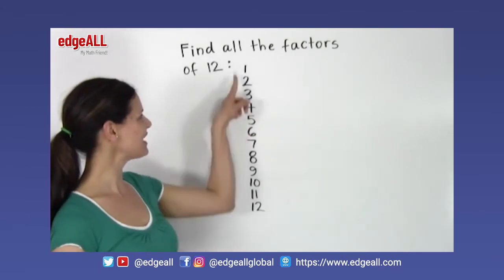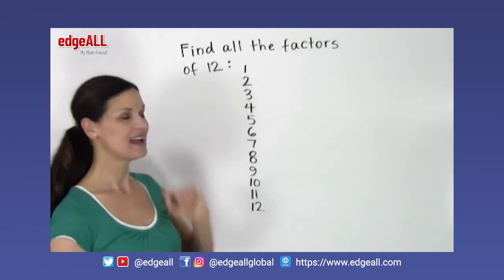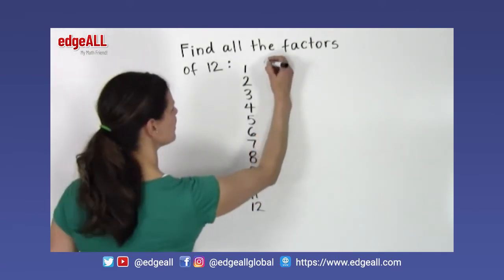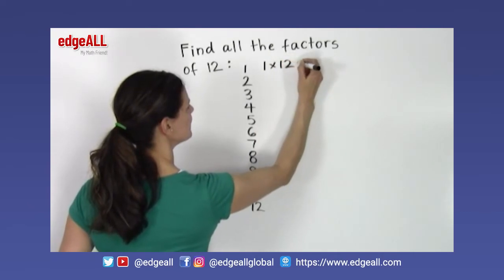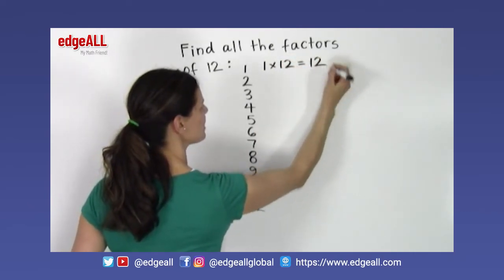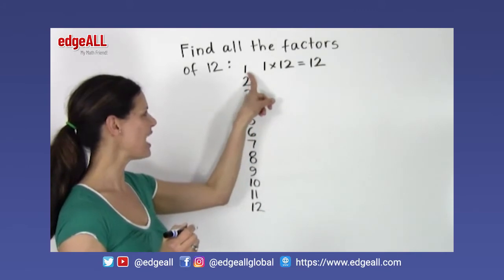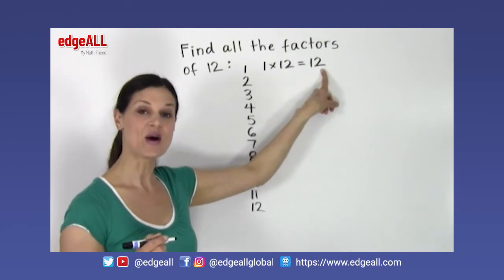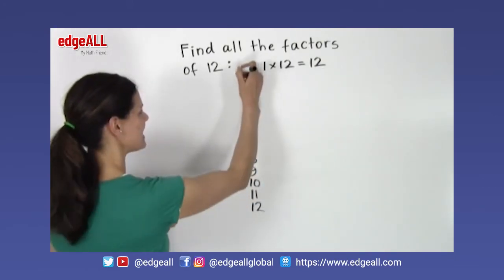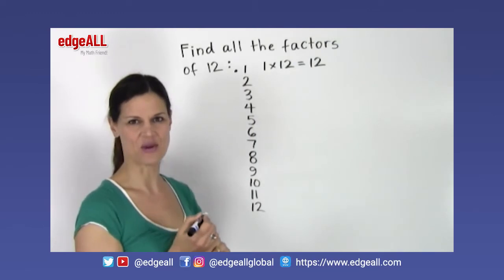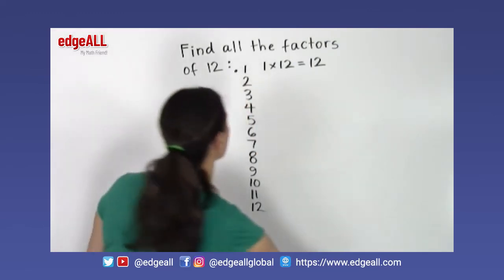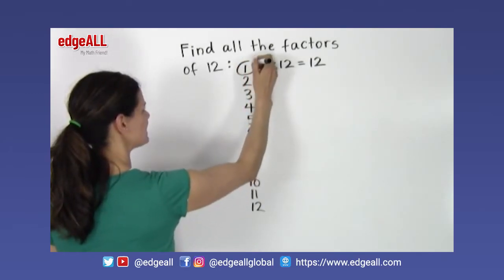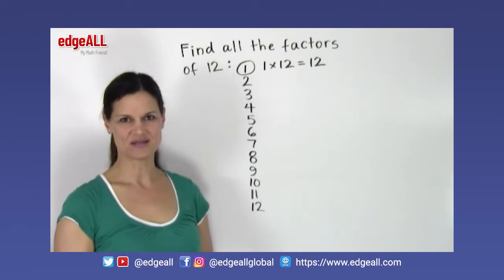Let's start by looking at the number 1. I can multiply 1 times 12 in order to get 12. So 1 times 12 equals 12. I can multiply 1 by another whole number to get the product of 12. So that tells me that 1 is a factor of 12. I'm going to circle it. I'm going to circle all the numbers that are factors of 12.